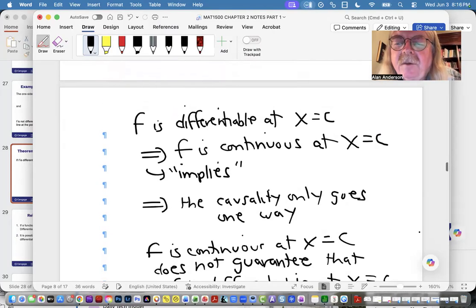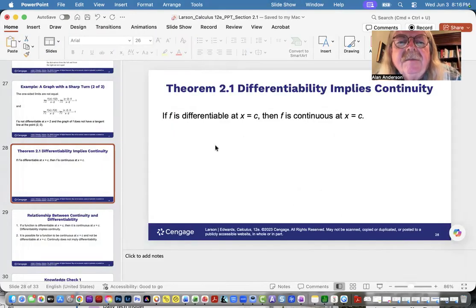Okay, so you have to be careful with these logical statements. You're going to see them all the time in calculus. This one is saying being differentiable guarantees that it's continuous, but being continuous doesn't necessarily guarantee that it's differentiable.